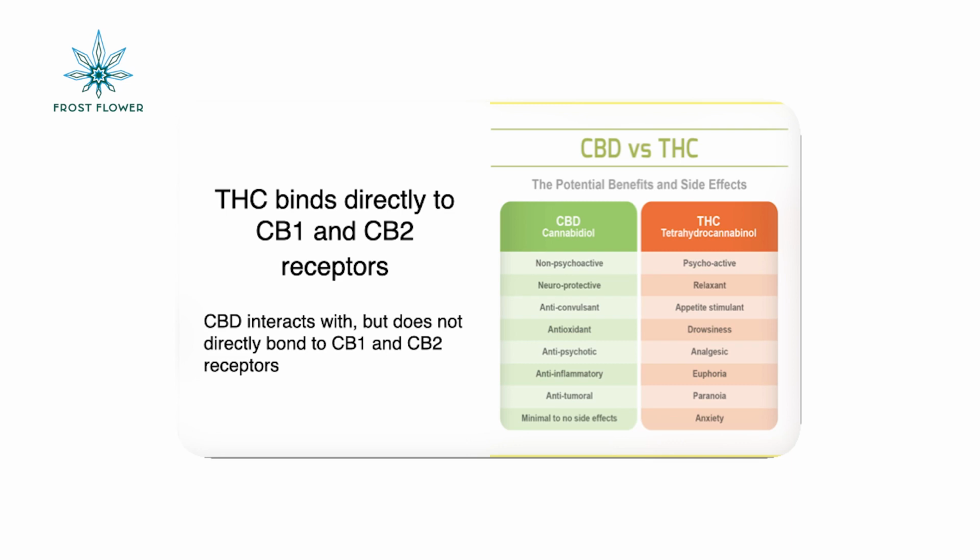The benefits and side effects of these two cannabinoids, THC versus CBD, are pretty big. THC is psychoactive, as I said before. It's a relaxant. It's an appetite stimulant. It causes drowsiness, causes euphoria, which is the main reason I think people use it for recreational purposes, but it also can cause paranoia and anxiety in certain cases. CBD, on the other hand, is non-psychoactive, doesn't tend to cause paranoia or anxiety. It's a neuroprotective. It's also an anticonvulsant.